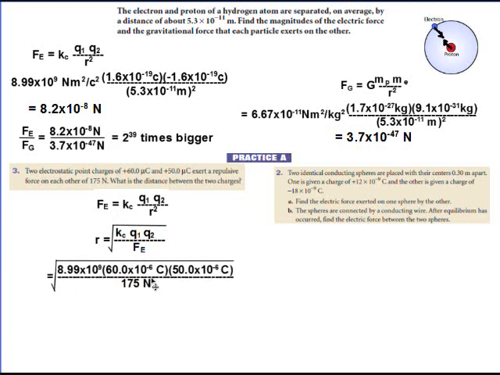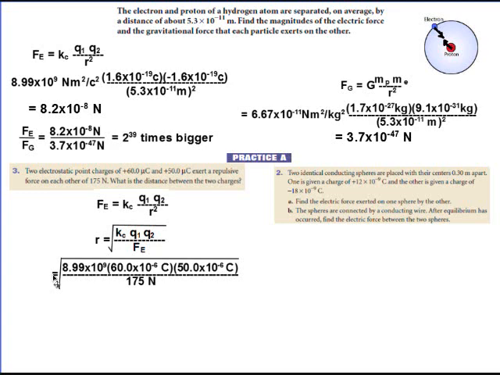When I plug in those numbers to get my value for r, I will see that the distance between their centers is about 0.39 meters. And again, just some algebra is needed in order to do that.